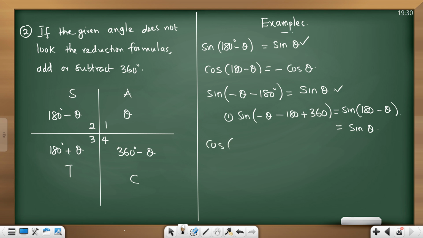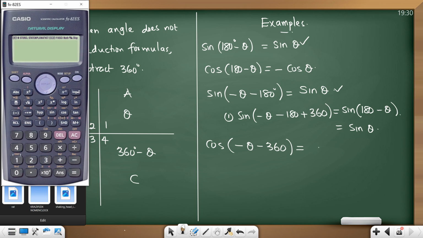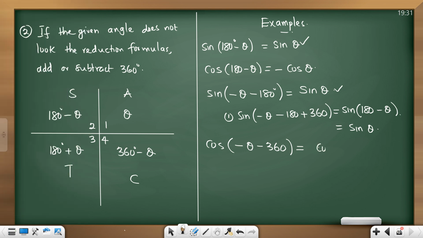Let's try this. Cos negative theta minus 360. Let's try this together. I'm not wasting time anymore. I grab my calculator. Cos negative 1 minus 360. Just use your calculator there. Oh, it's a positive. 360. Should I change my trig ratio? Give me a thumbs up or down. Look at your notes. Are you nodding your head or shaking your head? Should the trig ratio change? It's not changing and I am done.